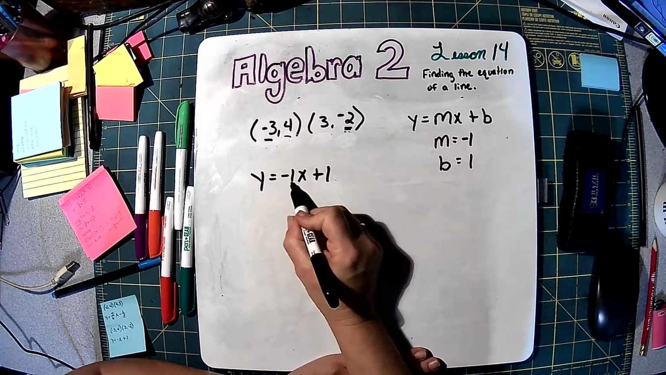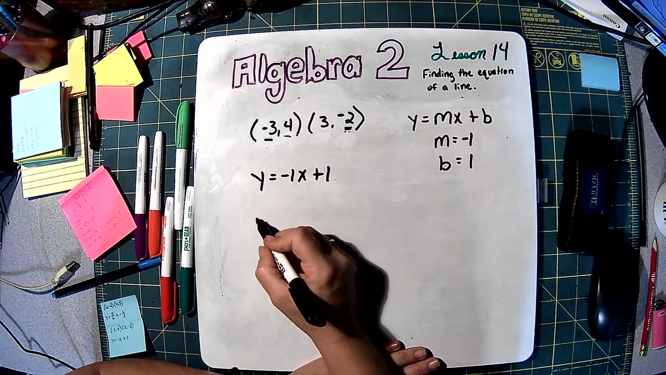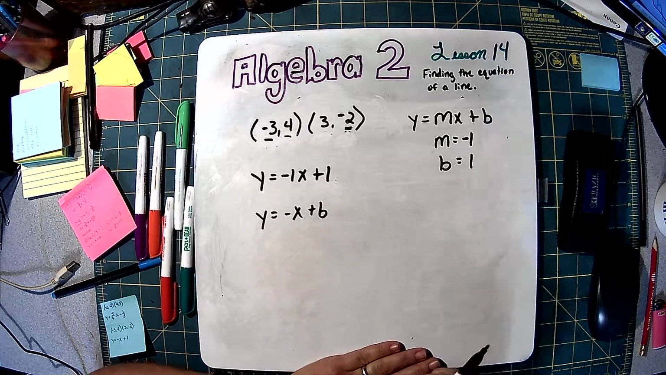I really don't need this 1 right here next to this x. I know that -1x just means the same thing as -x. So y equals -x plus b. And that would be the correct way to write that.